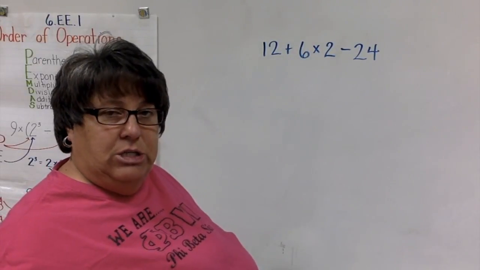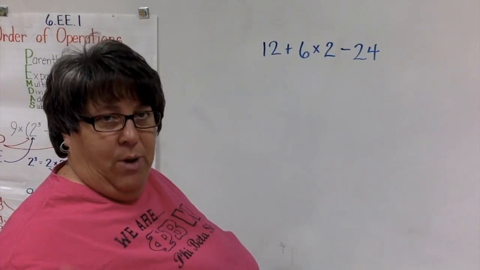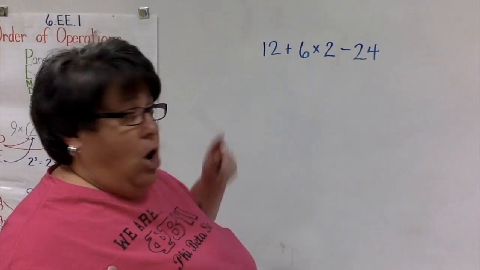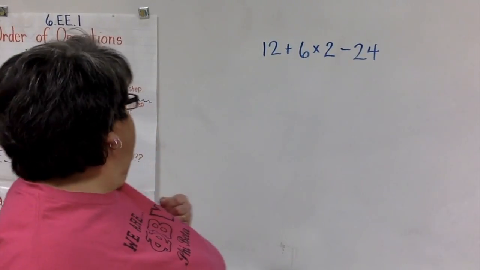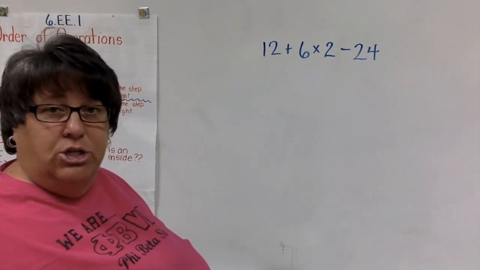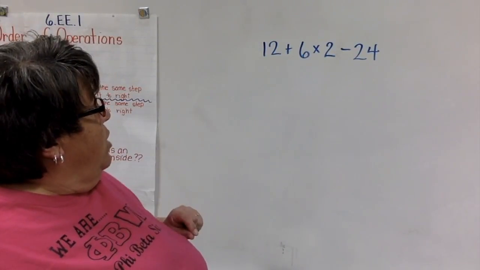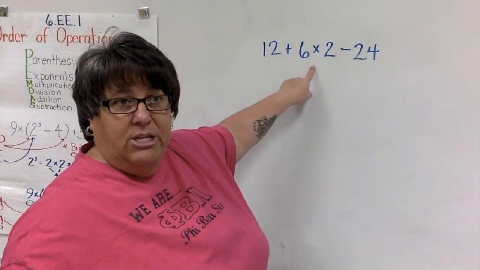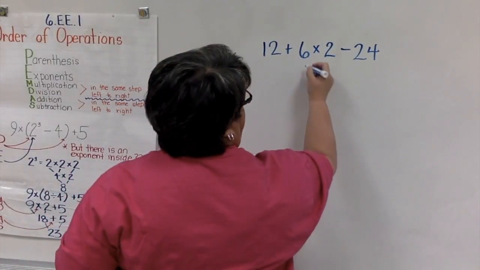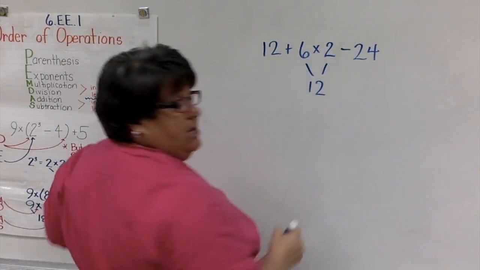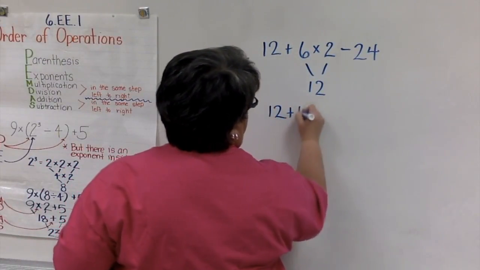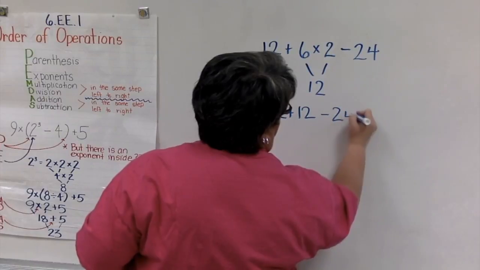Order of operations says that we have to do parentheses, well, there are no parentheses, exponents, there are no exponents, and then we have to do multiplication or division before we do addition or subtraction. So in this problem, we have one multiplication problem, so we have to do that first. 6 times 2 is 12. So now I'm going to rewrite the problem. 12 plus 12 minus 24.